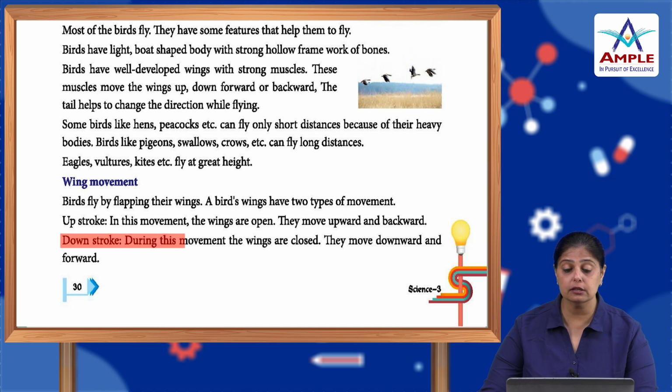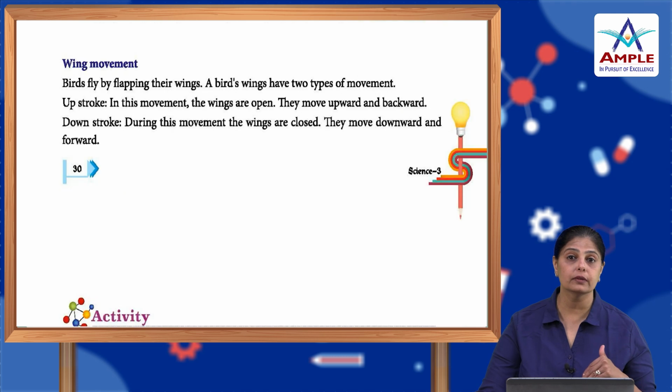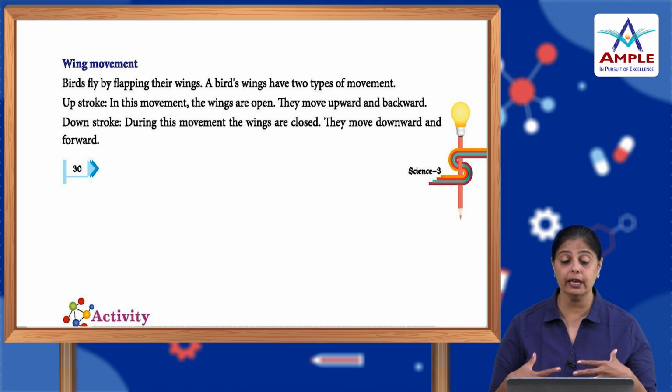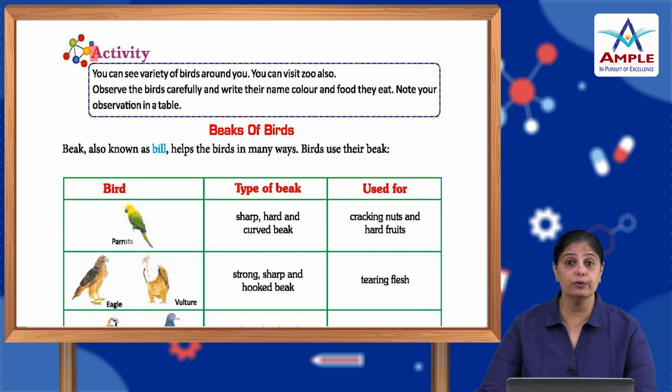Downstroke, during this movement, the wings are closed because it's a downstroke, it's a downward movement, and they move downward and forward. So when the birds are flying, you will see that their wings are open, and they are going in the upward direction. However, when they are coming down, you will see that slowly and gradually the wings start folding and closing.